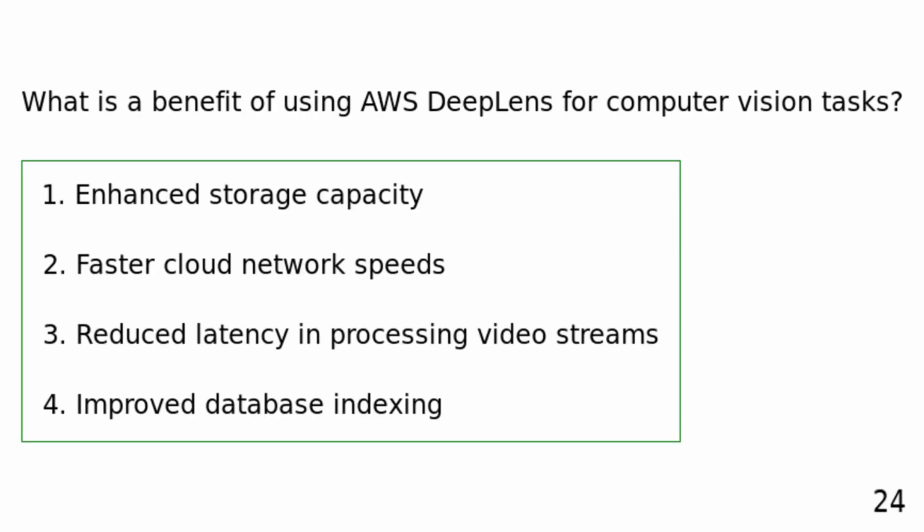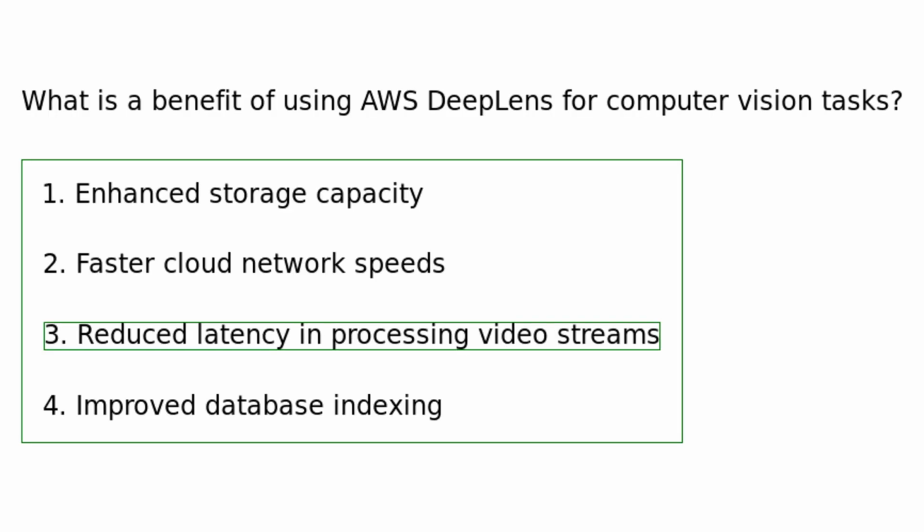What is a benefit of using AWS DeepLens for computer vision tasks? Enhanced storage capacity. Faster cloud network speeds. Reduced latency in processing video streams. Improved database indexing. Using AWS DeepLens for computer vision tasks reduces latency by processing video streams directly on the device.